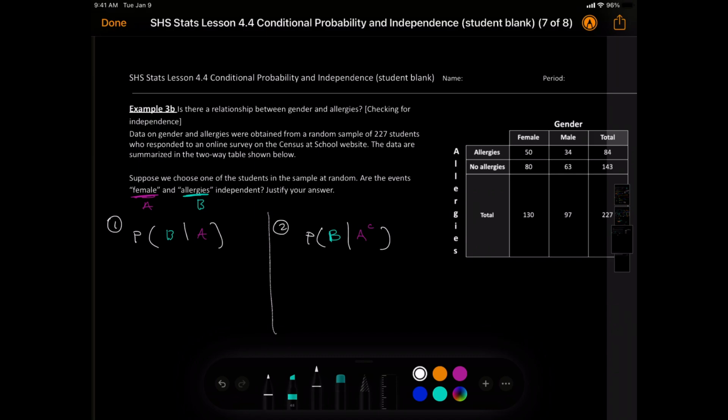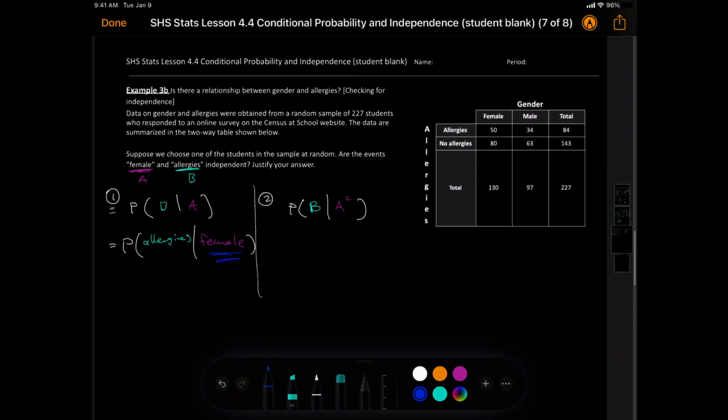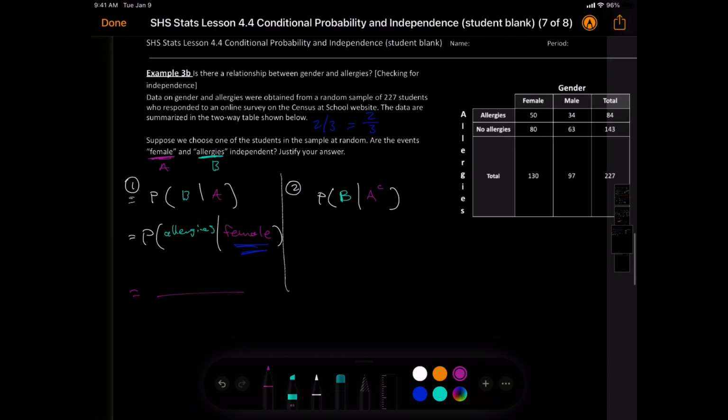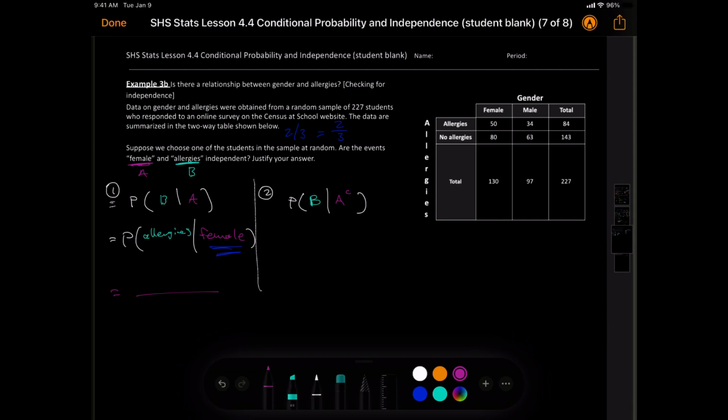Okay, so what does this really mean? We basically want the probability of allergies given female. What is event A? That is female. I like to go to the second one first, because that is kind of like my denominator. Think of it as a sideways fraction, like 2/3, 2 on top of 3. So it's allergies on top of females. Does that make sense? My females is my total. How many females are there in total? That would be 130.